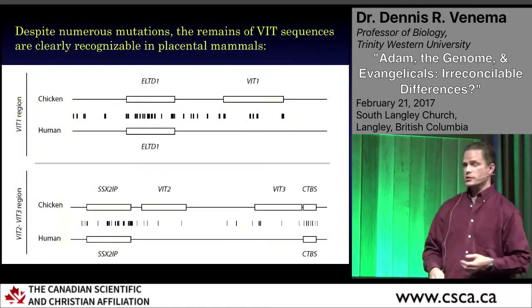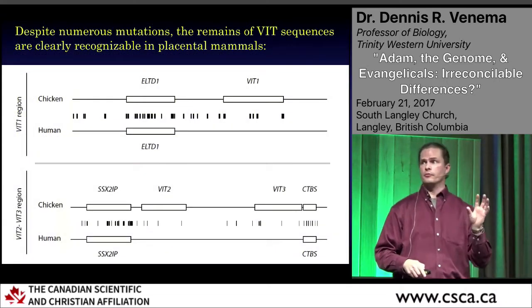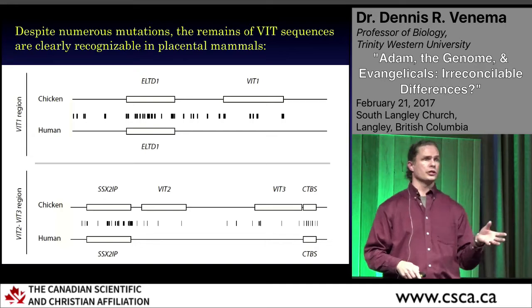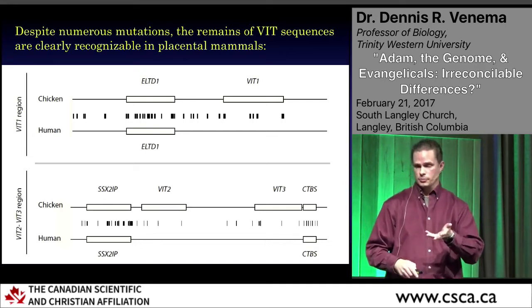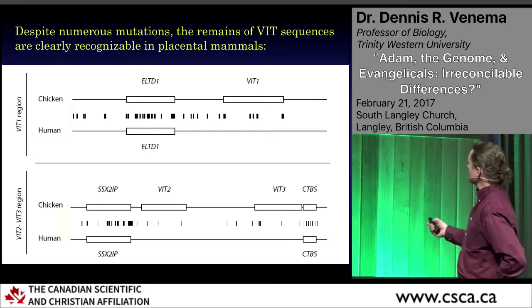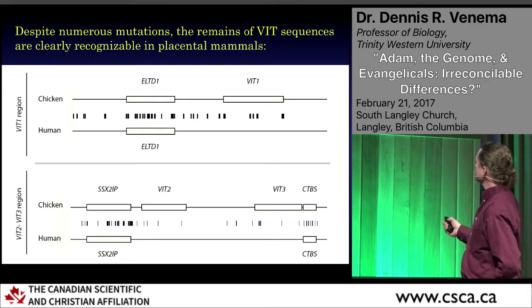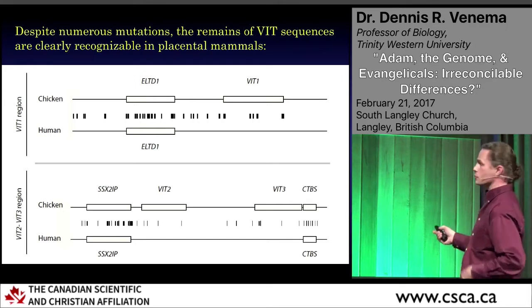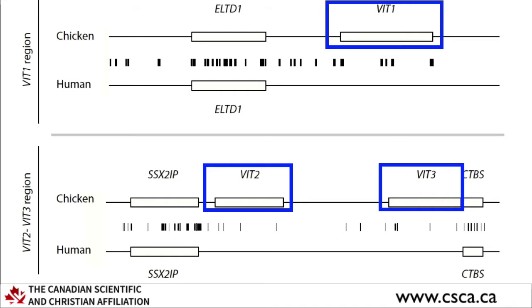So what this group was interested in was simply asking the question, are there the remains of egg yolk production genes in placental mammal genomes like the human genome? What they did was they said, okay, in the chicken genome, here's this vitellogenin. There's 3 in the chicken genome, vitellogenin 1, 2, and 3. They simply recorded what other genes are present nearby, and then they looked for those genes in the human genome. So here's the gene.